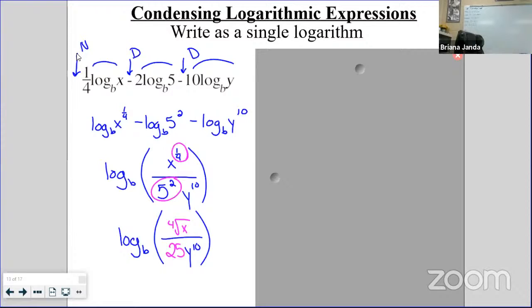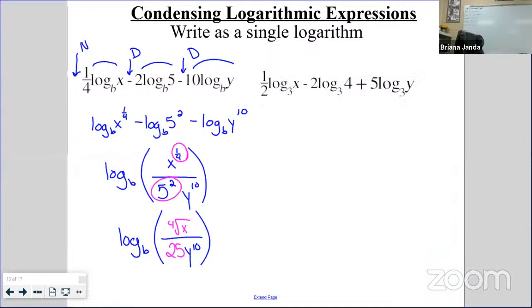Okay, so I've set these two side by side so that you can see very obviously that order does not matter, and positives and negatives just tell us where to put things. It's our last example of condensing. And so notice it goes positive 1/2 log base 3 of x minus 2 log base 3 of 4 plus 5 log base 3 of y. And again, follow that same rule. Positive things come from your numerator, negative things come from your denominator.